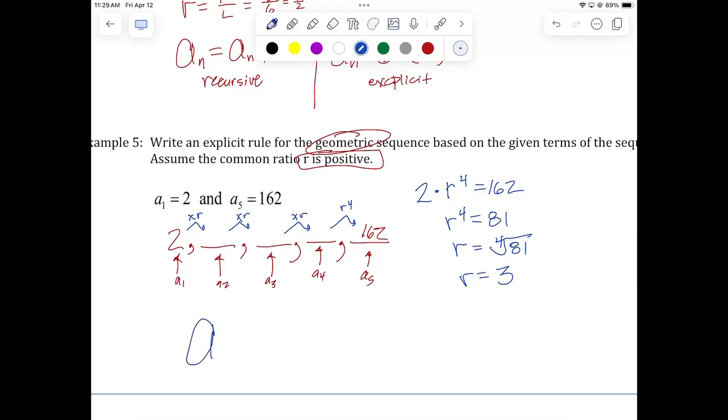So now it says to write an explicit rule. So here we go. A sub n, this is explicit. It's a sub n equals the first term 2 times my common ratio 3. I'll just put a dot here because it's not a fraction. 3 to the n minus 1th power. We're done.